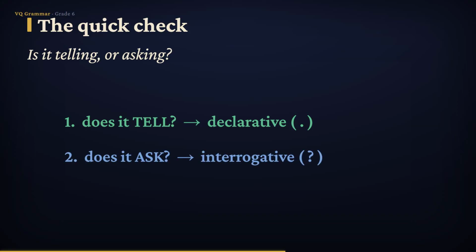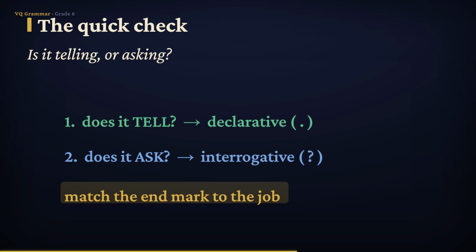Let's boil it down to a quick two-step check you can run on any sentence. Step 1. Does it tell you something? If yes, it's declarative, and it takes a period. Step 2. Does it ask you something? If yes, it's interrogative, and it takes a question mark. Tell or ask, then match the end mark to the job. That's the whole thing. Ready to try a few together?